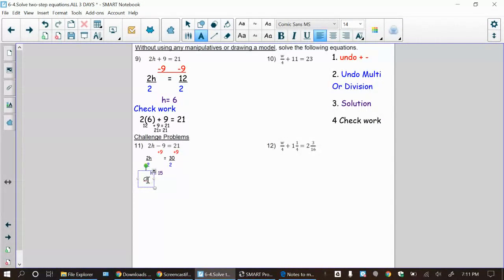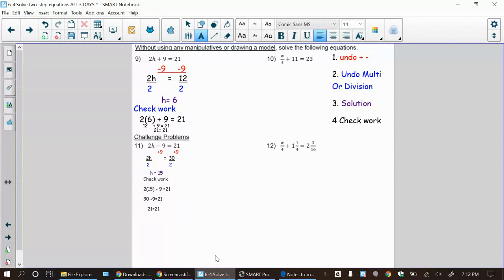Okay. Check work. I had 2 times 15. And then we're going to take 9 away to see if we still get 21. Well, we know 2 times 15 is 30. And then the next step, take 9 away. I get 21 equals 21. So our work was successfully done.